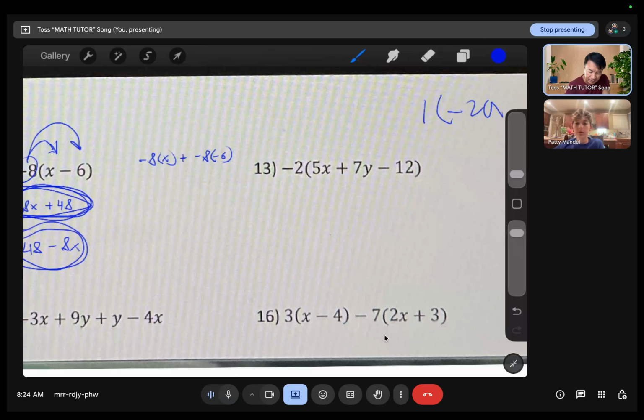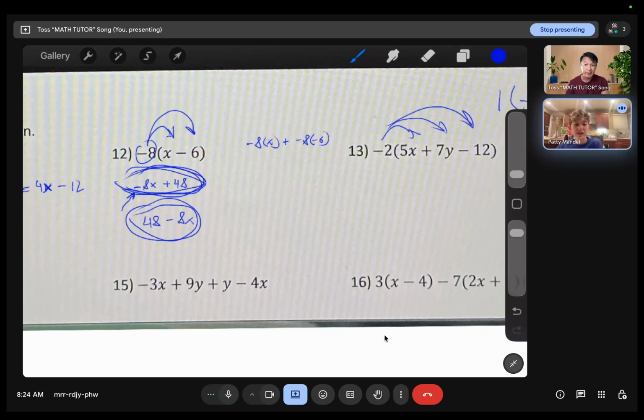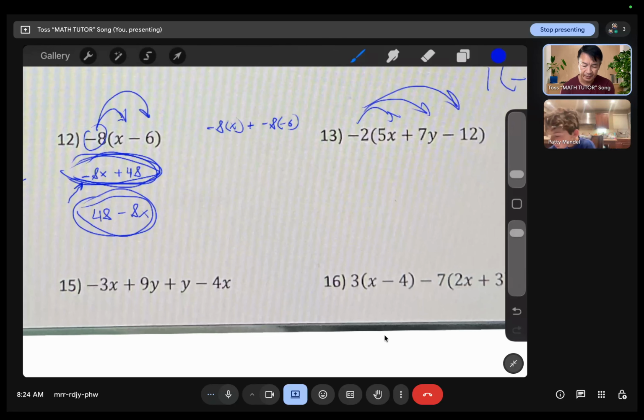All right, 13, same idea. Let's do it. I know, I'm sorry, I talked too much. Except 48 minus 8x? Yes, for sure. 100%. Yeah, for sure. 100%. Yeah, you can write either.